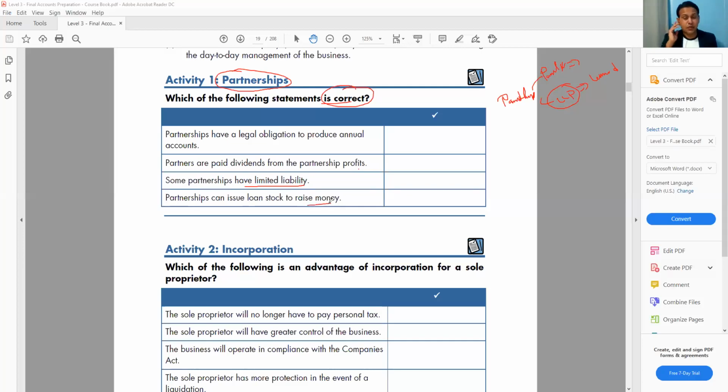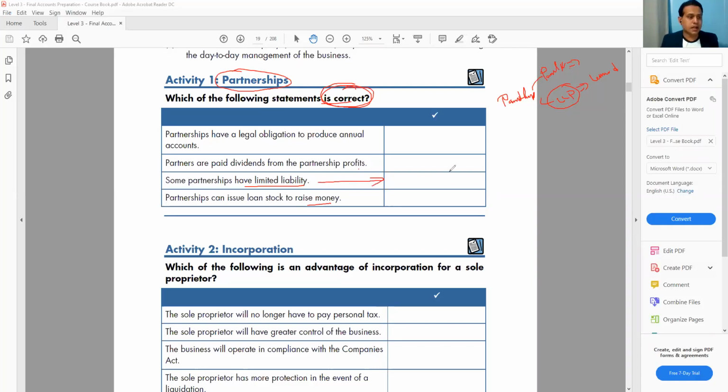So out of these four, which one do we think is the right one? The question is asking which of the following statements is correct. So which one do you think is the correct answer about the partnership? Yes, very well done, Alicia. Very well done, Amount. Very well done, Shafiq. Yes, all of you have the right answer. So some partners have a limited liability.